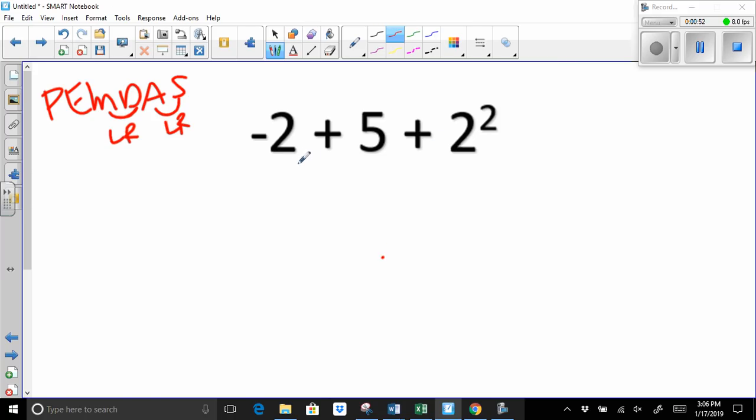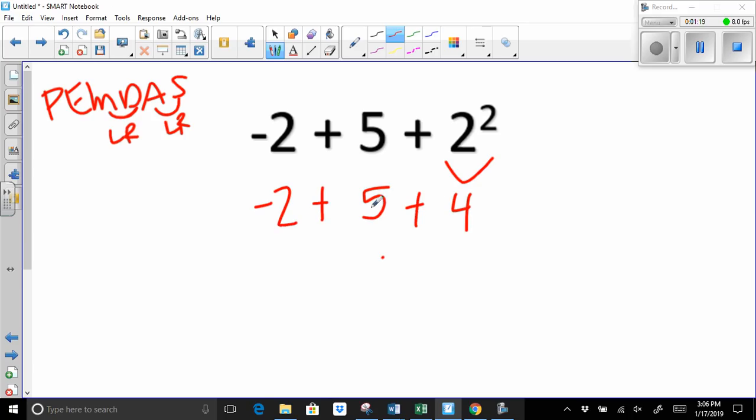Looking here, we've got our -2 plus 5 plus 2 squared. Do I have any parentheses? No, I don't have any parentheses. So now I'm ready to move on to exponents. Do I have any exponents? Yes, 2 squared is an exponent. 2 squared is the same as saying 2 times 2. 2 times 2 is 4. I'm going to bring everything else down exactly how I see it. And let's see what we're left with.